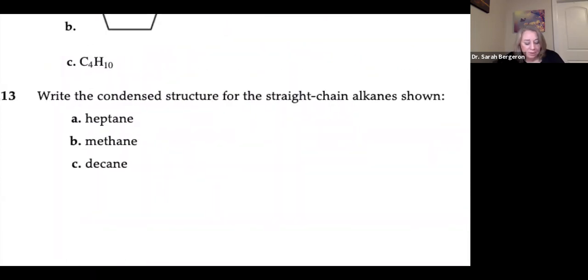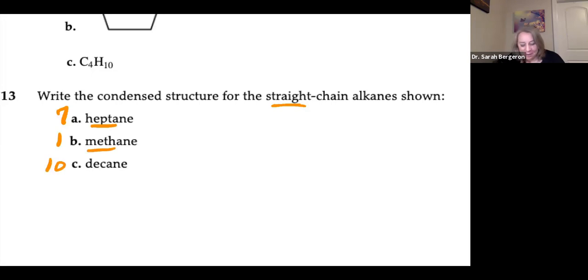Write the condensed structure for the straight chain alkane shown. So this one I didn't have to worry about it. I'm told these are straight chains. So what does hept mean? Hept tells me I have 7 carbons. What does meth tell me? Remember, that's me eat peanut butter. So me is 1. And decane, like a decade, is 10.